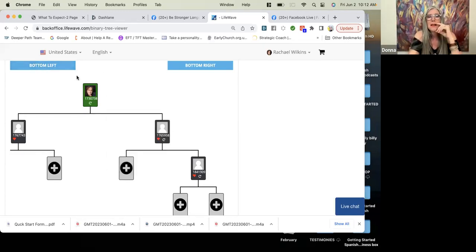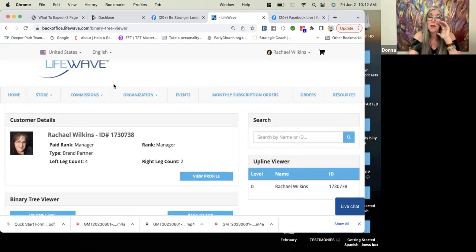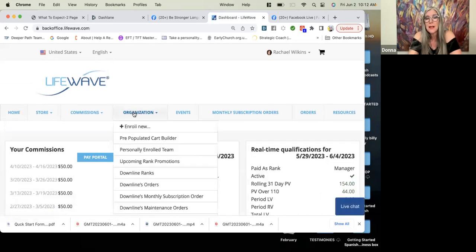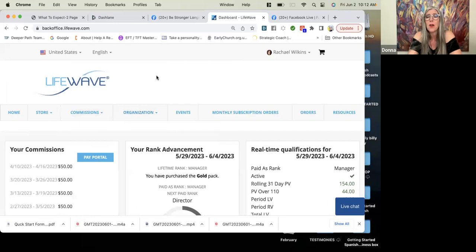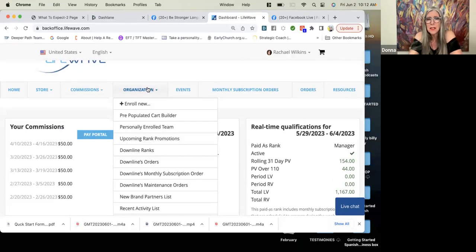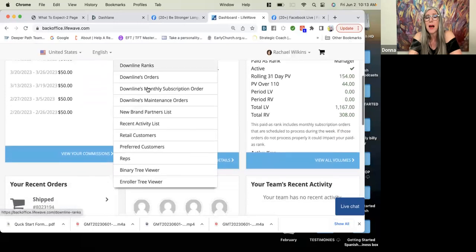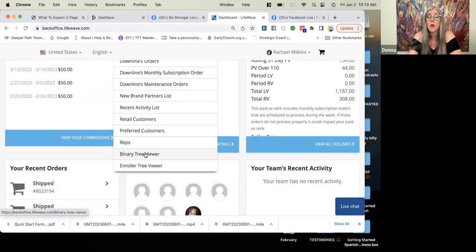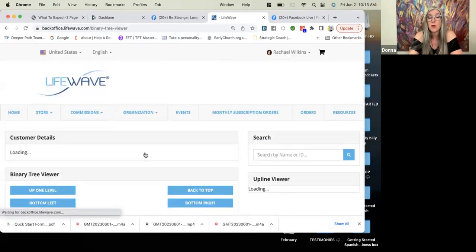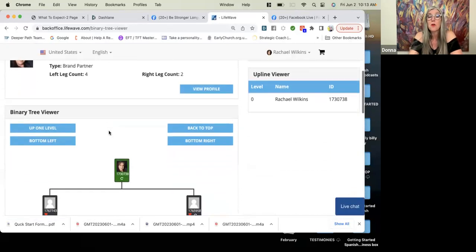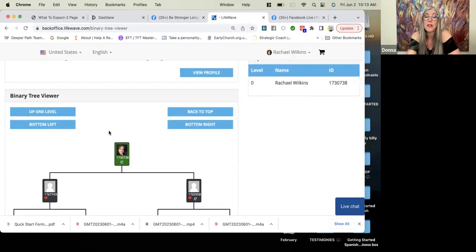And so let's say we come in and Rachel says, hey, I would like to enroll someone today. We would go to organization. And though this enroll new looks so appetizing, let's click enroll new. No, we do not want to click enroll new. We want to click on organization, and then we want to go all the way down to binary tree viewer. We're going to click on binary tree viewer to take you into an actual view of your tree. And then you're going to choose either bottom left or bottom right. Let's say you're choosing bottom left.